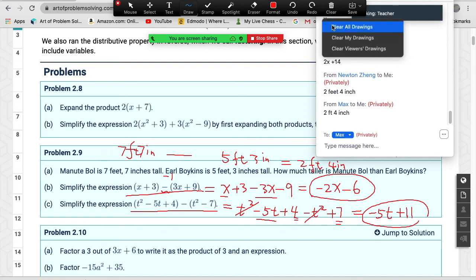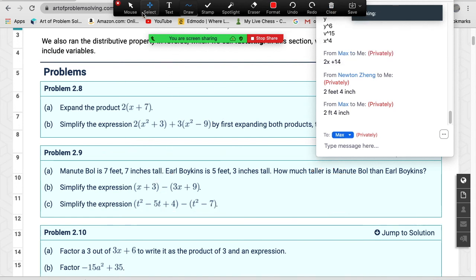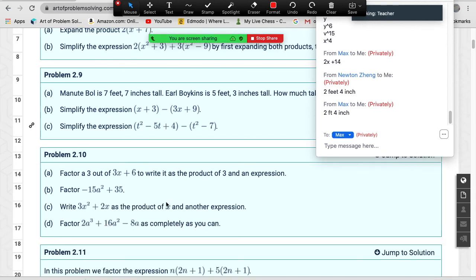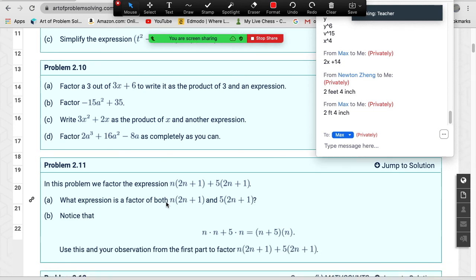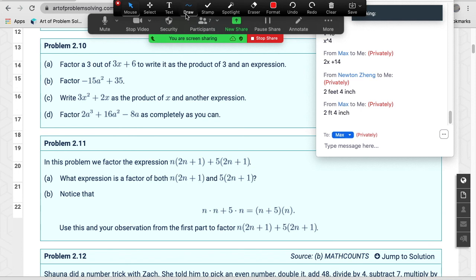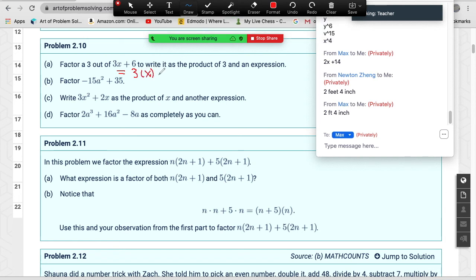Now, let's see the next example. This one asks you to factor 3 out of 3x plus 6. See, the first term is actually 3 times x. The second term, you can write as 3 times 2. So we have the common factor 3 here. That means we can take this 3 out, then the parentheses (x plus 2).